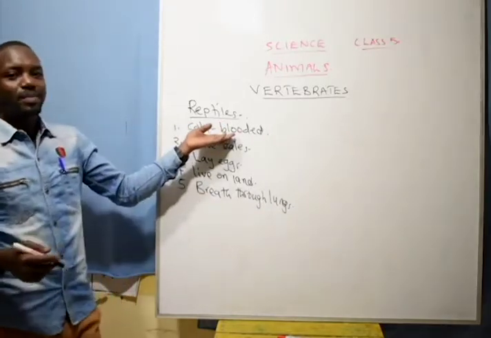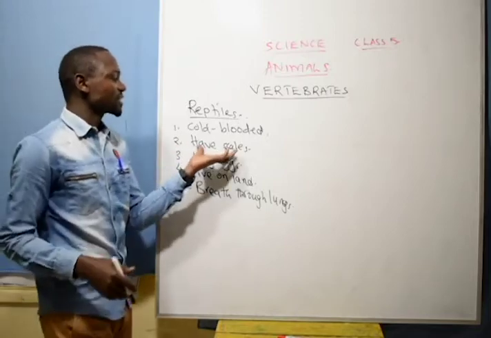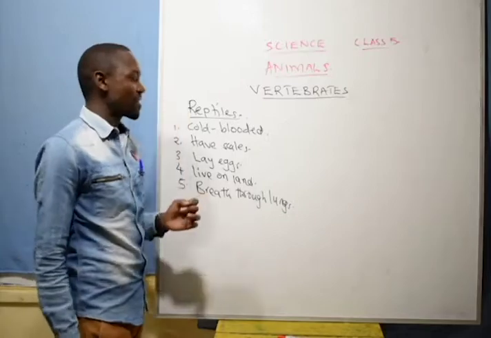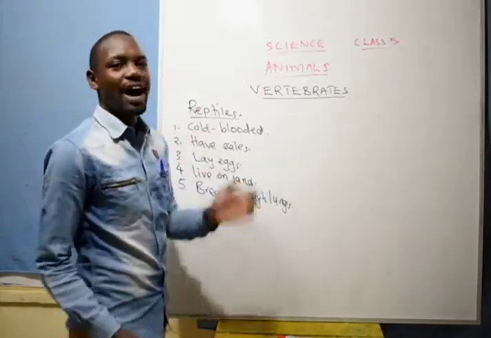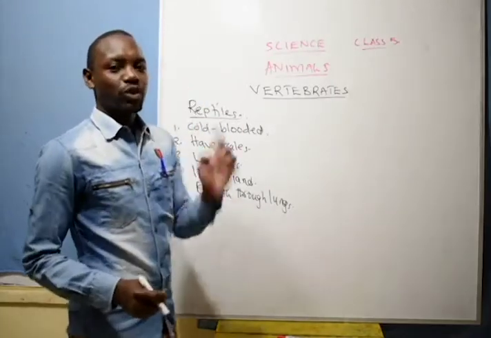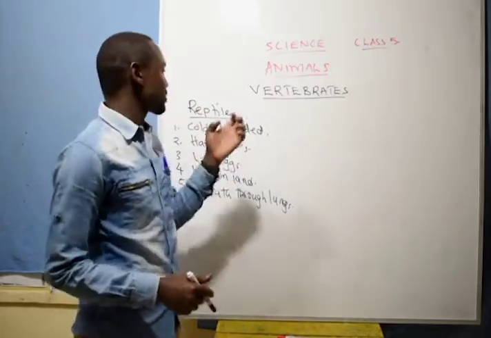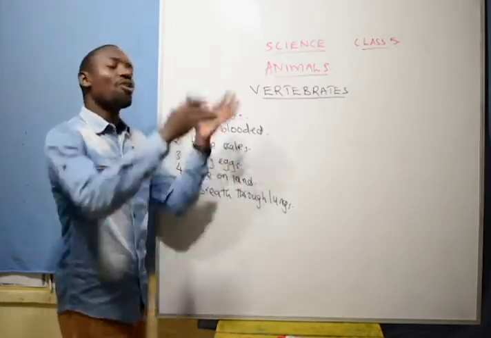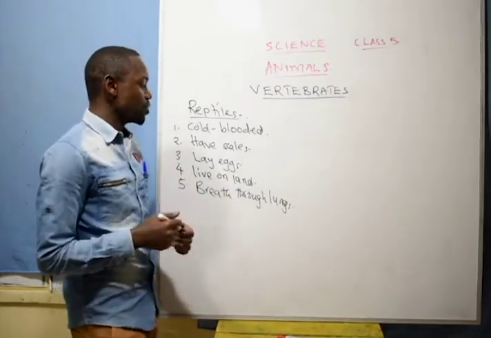They are cold-blooded, meaning their temperature will change depending on the surrounding. They have scales on their bodies. They lay eggs, meaning they don't give birth. And once they lay eggs, their eggs will hatch to young ones. Mammals, we say the mammals give birth, except two. That is the spiny anteater and the duck-billed platypus. Those are egg-laying mammals. All other mammals give birth. But in reptiles, all reptiles lay eggs. And they live on land. They breathe through lungs.